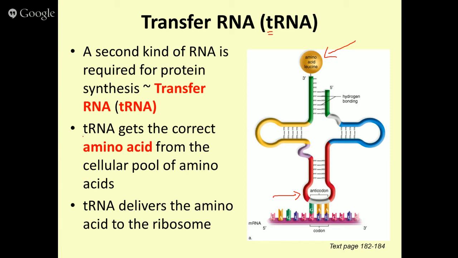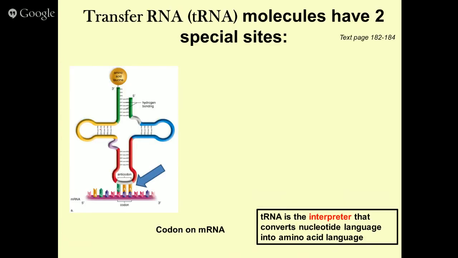But the idea here is that the transfer RNA is going to collect the correct amino acid from the pool of amino acids that are in our cytoplasm. Just like we had a pool of bases, A's and T's and G's and C's in our nucleus, we have a pool of amino acids in the cytoplasm of our cell. So our transfer RNA grabs the right amino acid and brings it to the ribosome so that we can get the right amino acid at the right time to build our protein.